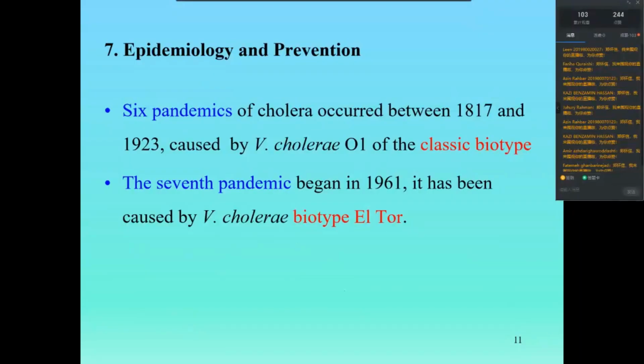But there was another pandemic in the 1960s. It began in 1961, so we call that the 7th pandemic. And in this one, the biotype of the bacteria is El Tor. So that's a different one: Vibrio cholerae biotype El Tor.